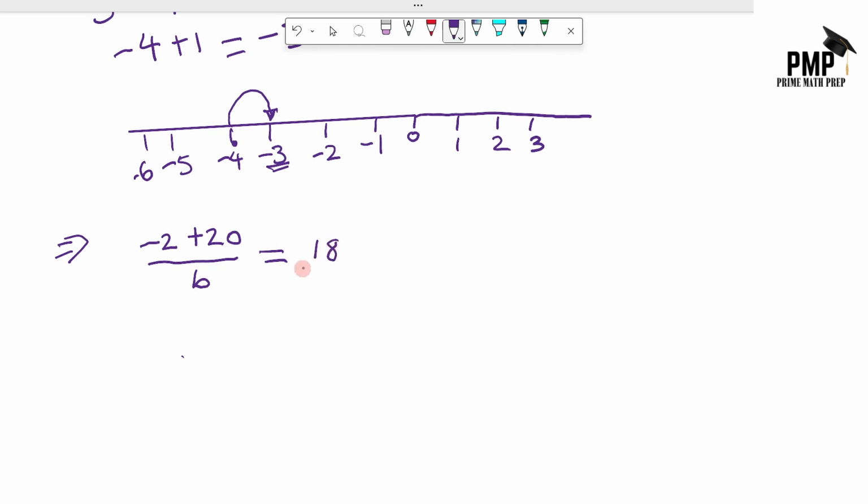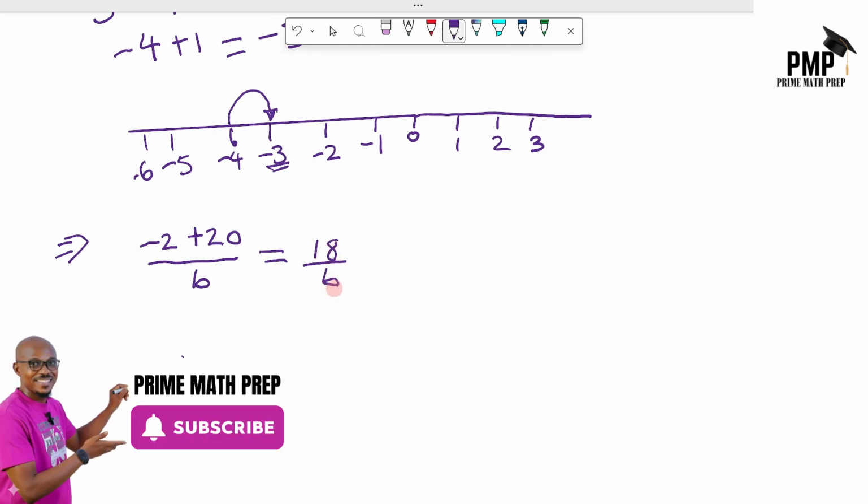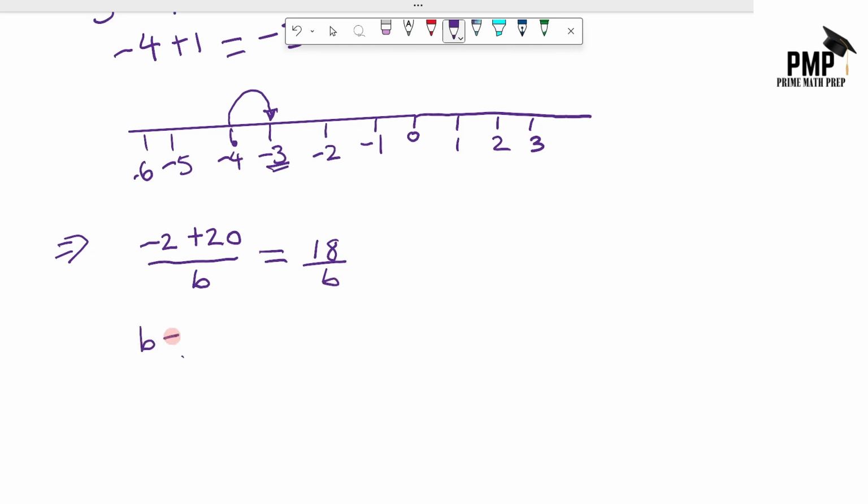That's the numerator over b. Therefore, we still need to know the value of this b. We can be given to take the value b to be negative 5. Now we know the value of this b as negative 5. When we substitute it into this expression, it will become complete and we have our answer. If you substitute this, 18 divided by negative 5, this will now be negative 18 over 5.